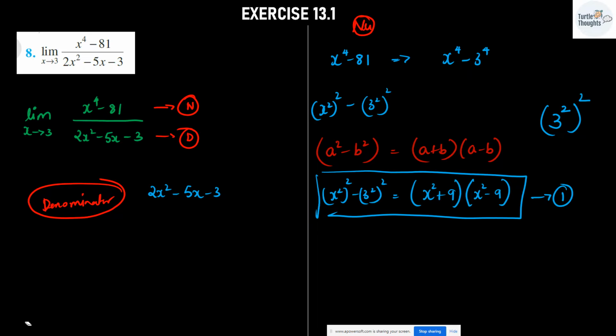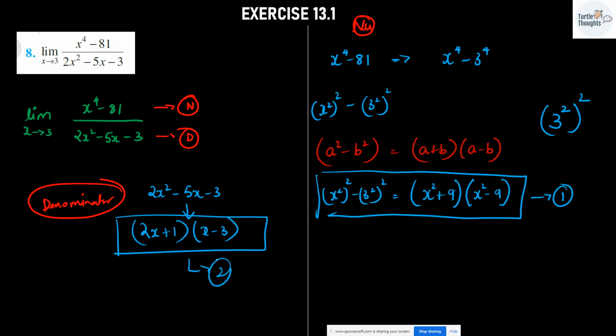Okay, you can either use splitting the middle term or your quadratic formula also. All right, 2x square minus 5x minus 3, this can be written as 2x if I take it as common, 2x plus 1 multiplied by x, x minus 3. I can write this way. This can be factorized this way. Best is splitting the middle term, right? This you can take as equation number 2. Now let me substitute equation number 1 and equation number 2 over here.